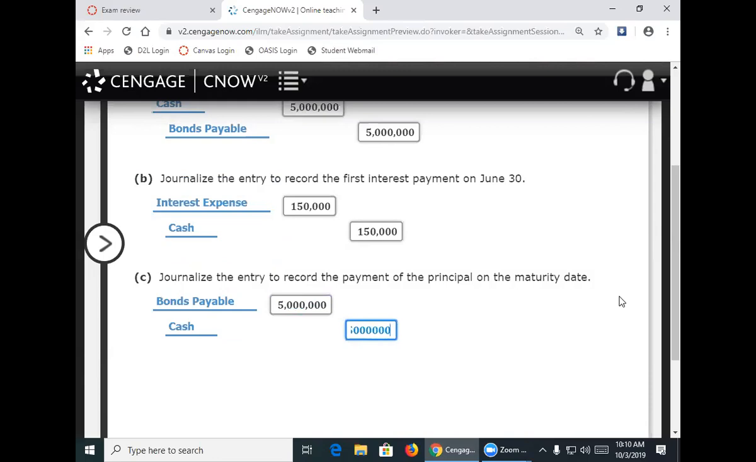So when we pay a bond back at the maturity date, we always pay back the face value. This is the same journal entry. If we issued a bond at a discount or a premium or at face value, paying the bond when it matures is the same journal entry. We always debit bonds payable and credit cash for the face value. Any questions on that one? That one's easy, right? Don't make it too difficult.